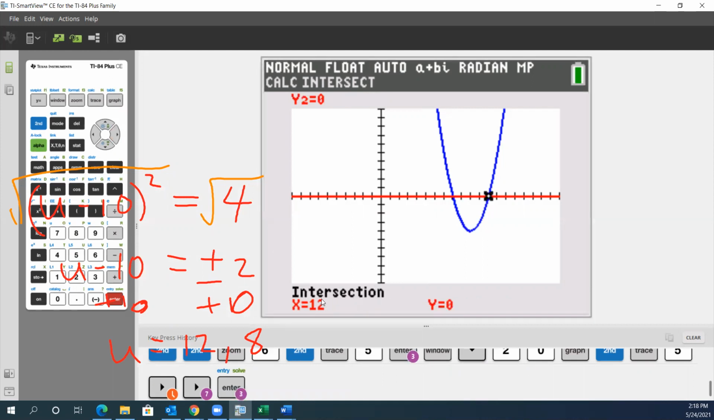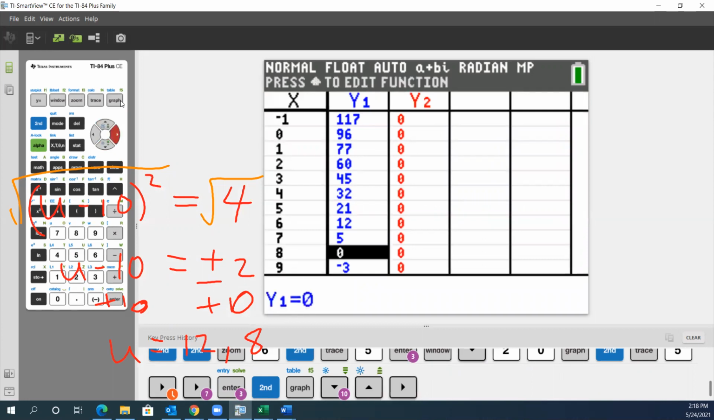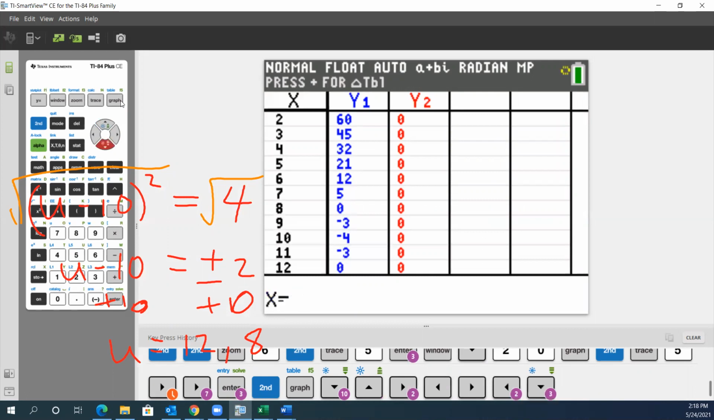And 12 is the other solution. Okay. Or you could go to the table and just say, all right, when x is 8, the left side of the equation and the right side of the equation match. And they match again when x is 12. I don't care what the number is. I just care that they match.